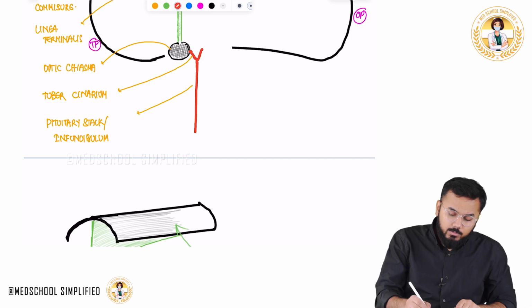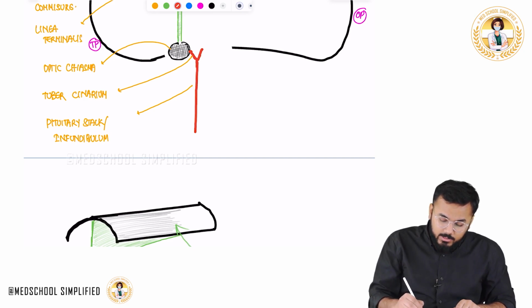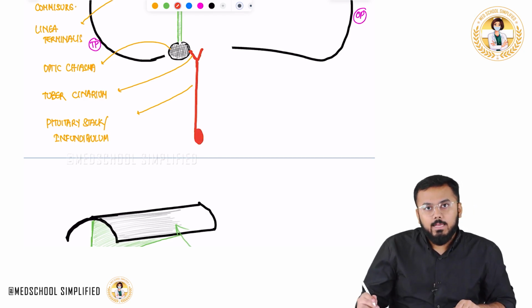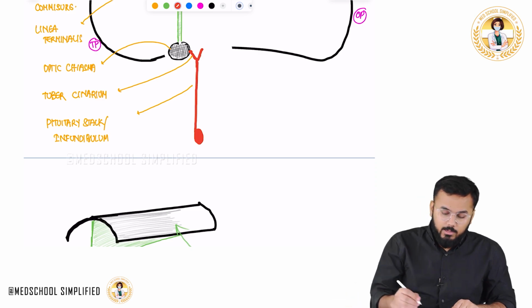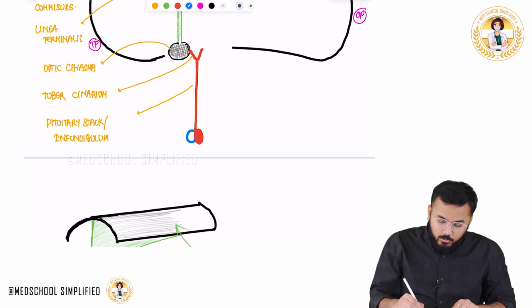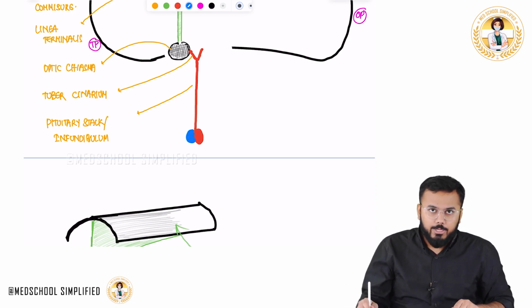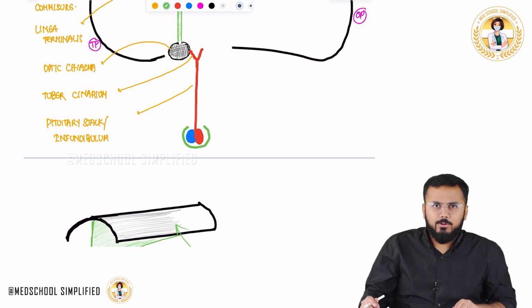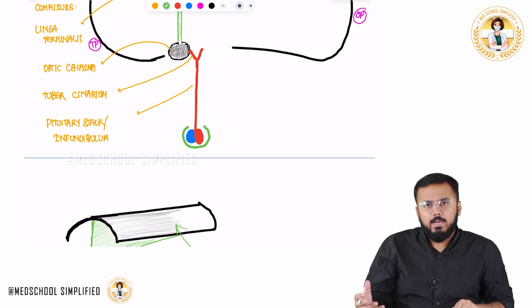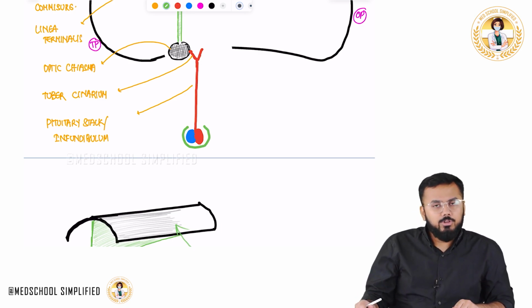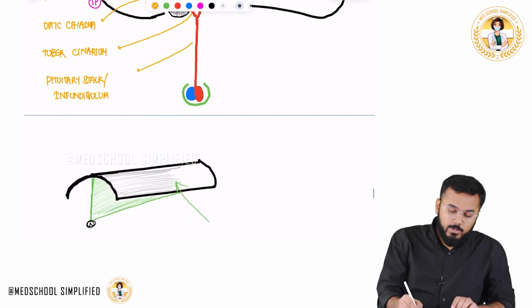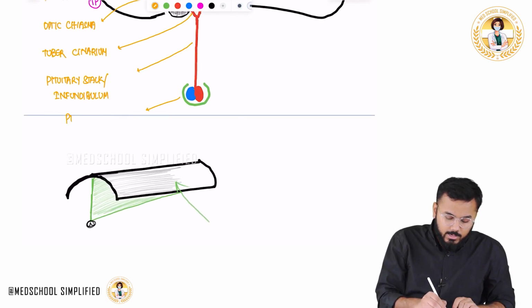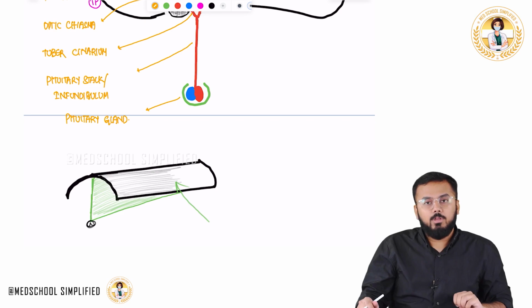Now this pituitary stalk will continue as a pituitary gland like this. The part which I have drawn here is called the posterior pituitary. The blue part which I am drawing right now is your anterior pituitary. So the red one is the posterior pituitary, the blue one is the anterior pituitary. When I discuss the pituitary gland in detail, we will discuss it there. For now, what you need to know is that this part over here is your pituitary gland.